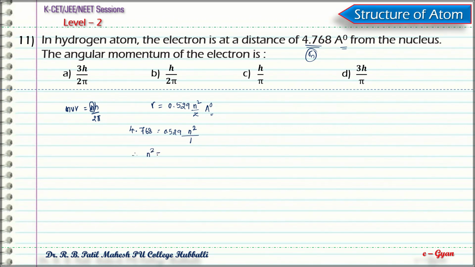Therefore n square is equal to 4.768 divided by 0.529, and the answer is 9. Therefore n is equal to root 9, which is equal to 3. Substituting the value of n in this equation, we get angular momentum mvr is equal to 3h divided by 2 pi. The correct option is option A, 3h divided by 2 pi. Moving to the next question.